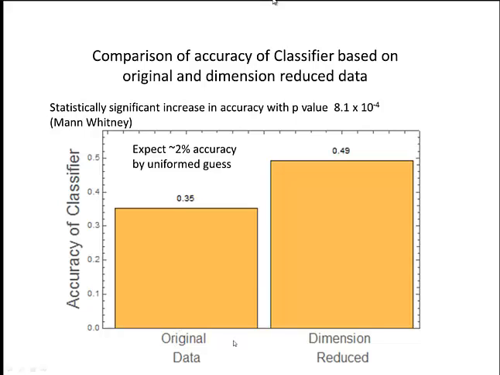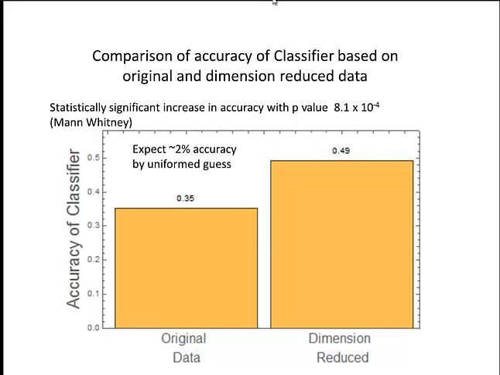So here on the left, if I try to guess the drug in an uninformed way, I would expect to get the right drug about 2% of the time. With the classifier on the original data, I get the right drug about 35% of the time. But with the dimensionally reduced data set, I'm getting it right closer to 50% of the time. So it's a modest increase in accuracy, but it's a real increase. If you test for the significance of the difference, it's got a significant p-value, on the order of 10 to the minus 4. So it's modest, but it's a real difference in the accuracy.